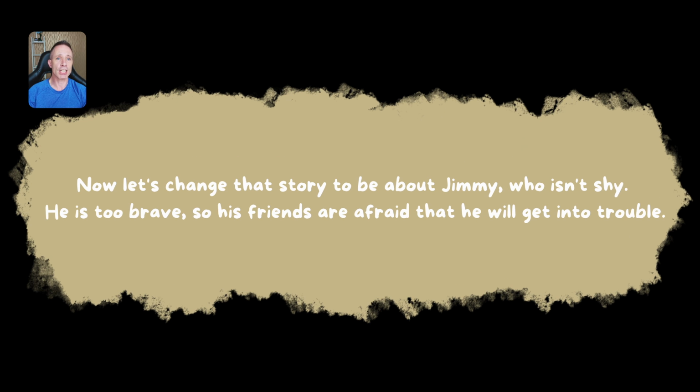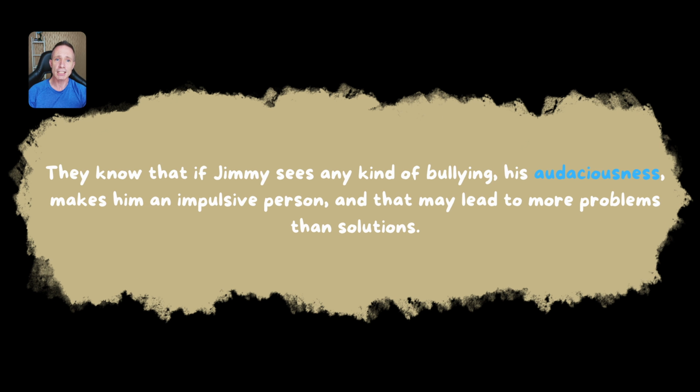Now, let's go back and change that story about Jimmy, who isn't shy. If we changed it to make him more brave, his friends might think he would get into trouble because he is too brave. They know that if Jimmy sees any kind of bullying, his audaciousness makes him an impulsive person. And that may lead to more problems than solutions. So it could be a good thing. And also it can backfire on people who have too much audaciousness. So the noun audaciousness tells us about someone who is likely to do shocking, amazing, or surprising things very often.